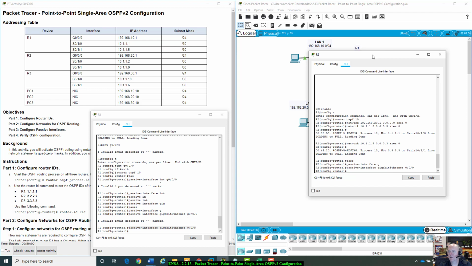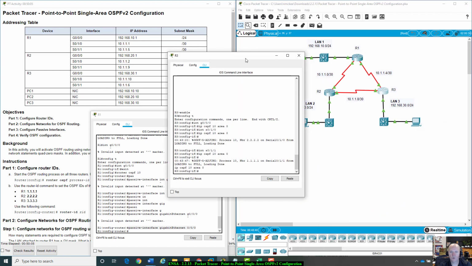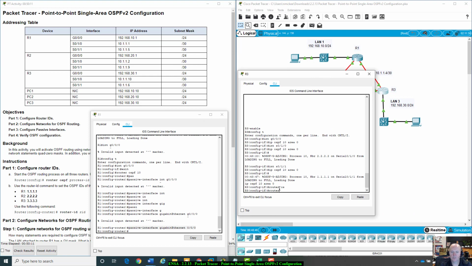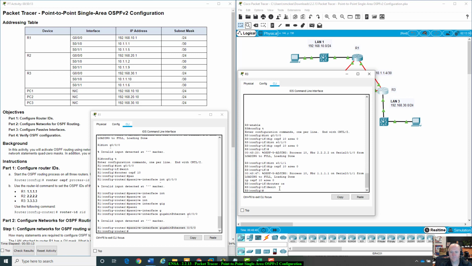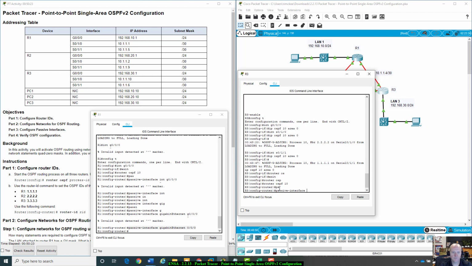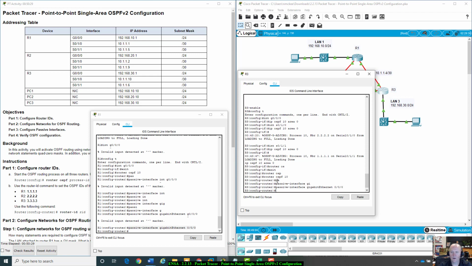And then finally, let's go to R3. And see, we're in the interface in that one, so we have to go to router OSPF. Let's exit out of it. Exit. OSPF 10. Now we're in config router. Now let's do passive interface, gigabit 0/0/0. All right, now we got it. Now we're at 100%.